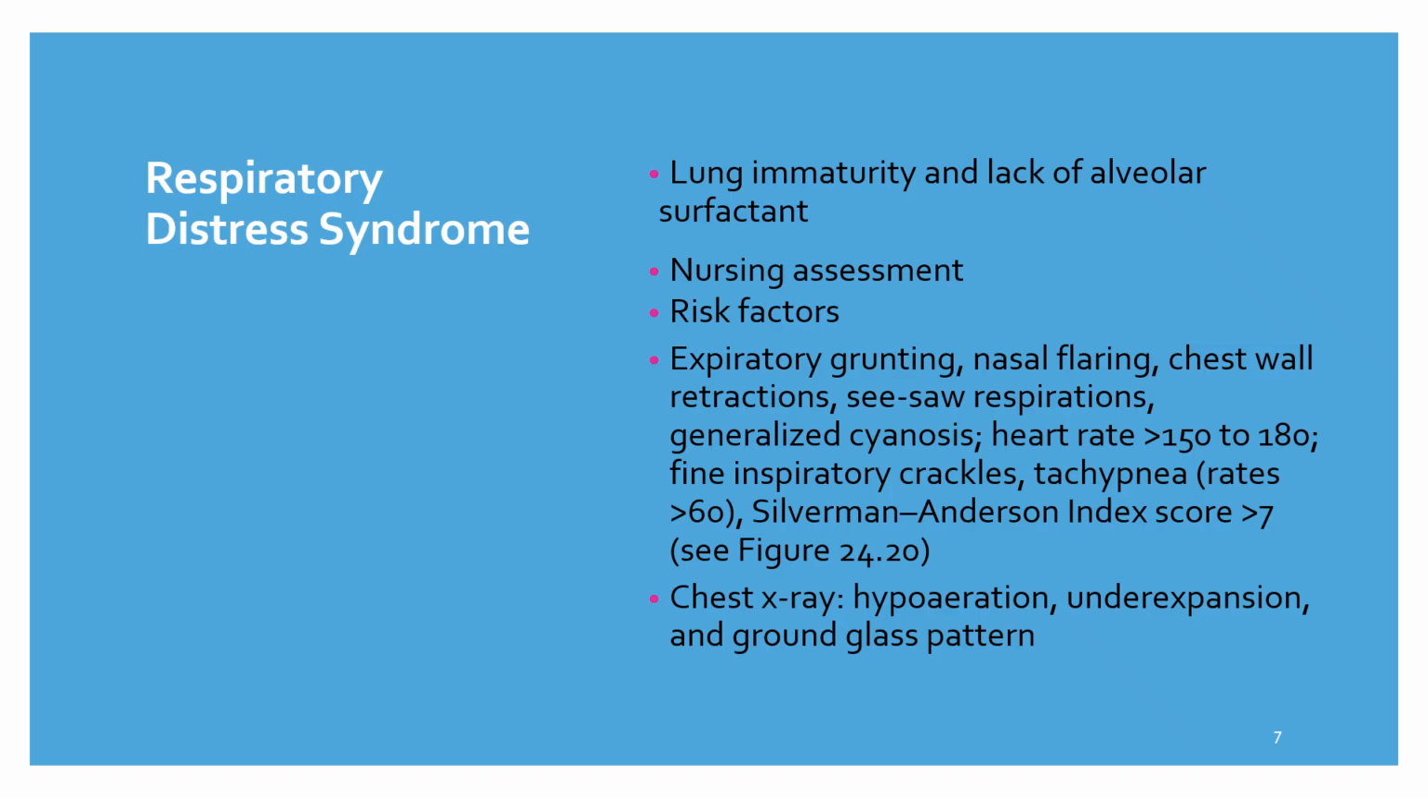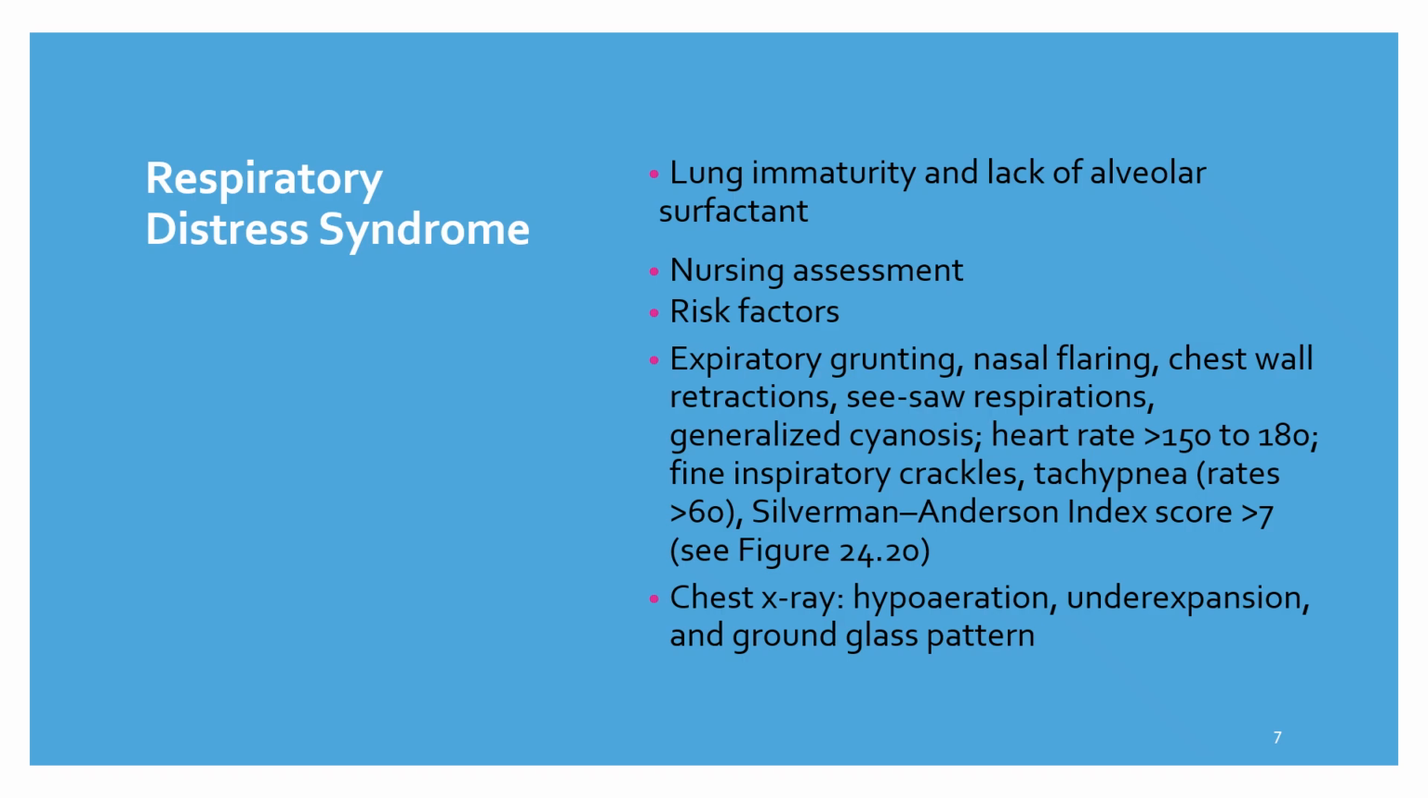Respiratory distress syndrome. Here there is lung immaturity and lack of alveolar surfactant. Especially this happens in premature babies. So the lung is immature. We already said in class, the lung is the last organ to start working for babies; it only starts working when the baby starts crying. And lack of alveolar surfactant. They don't have the surfactant, the lubrication there, so that can cause respiratory distress syndrome.